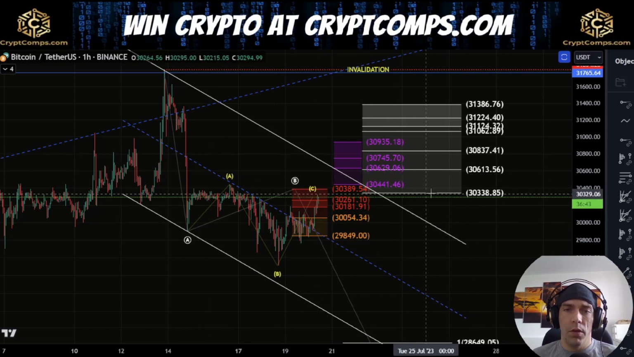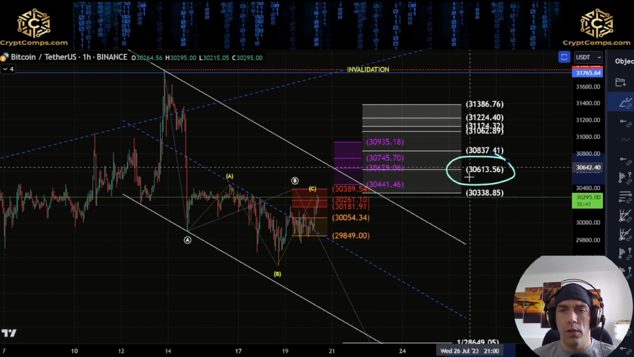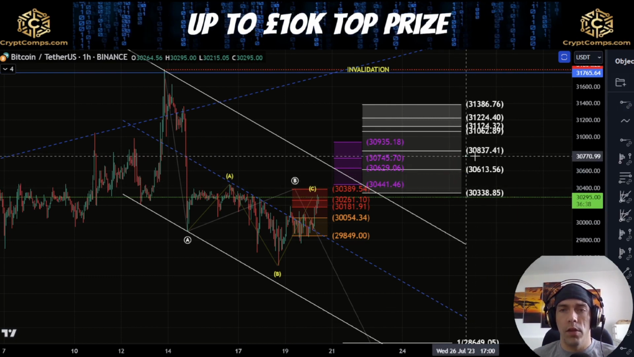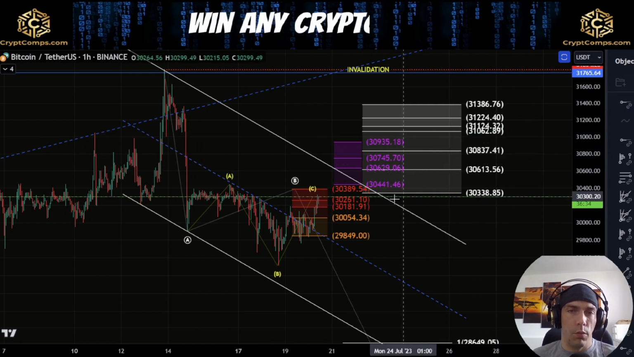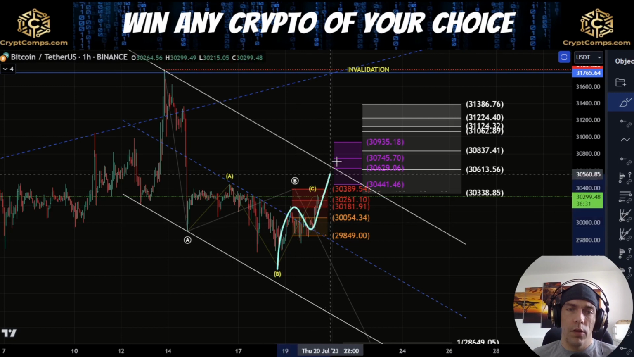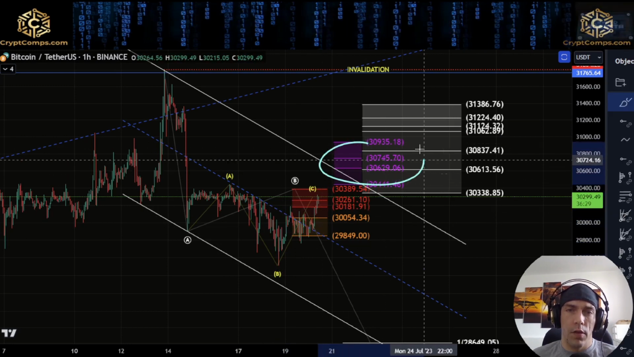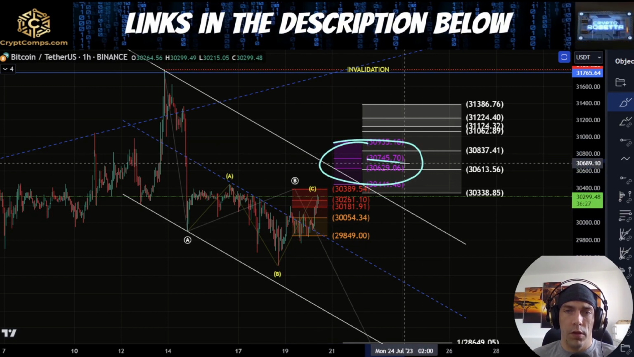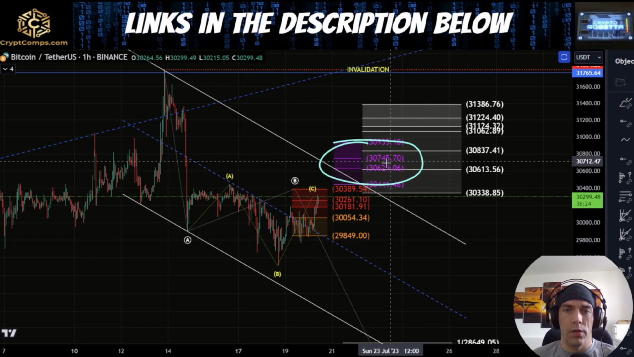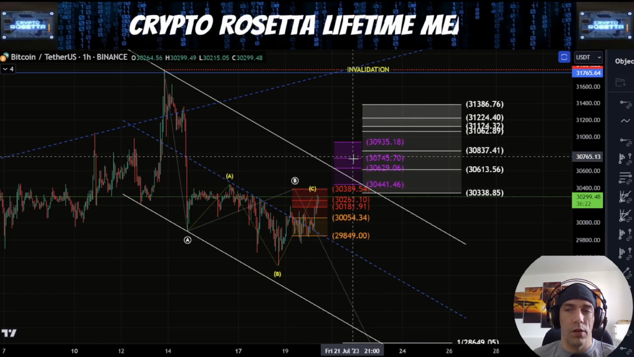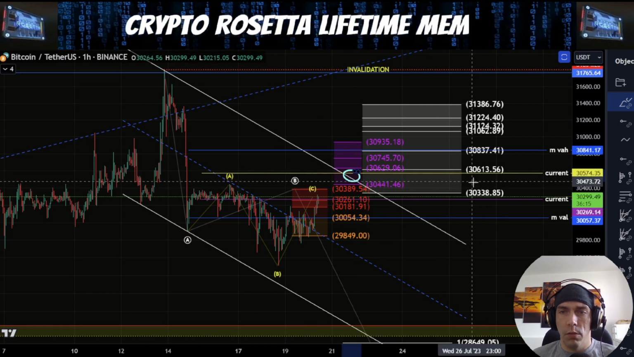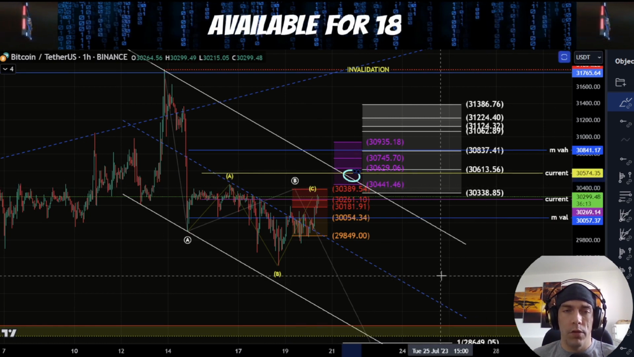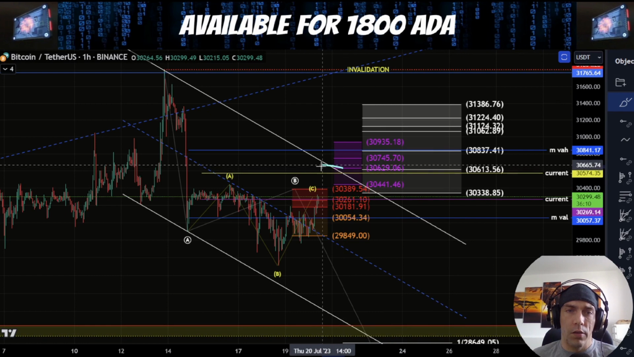The most common target area for a flat would be between 30,613 and 30,837. That would be our 50% to our 0.382. So if we see this develop to the upside as a flat correction, then these zones, 30,745 and 30,629, could be interesting areas for us to see a reaction. We also have a weekly naked point of control currently sitting towards the zone of 30,574, so I would be keeping an eye on that as a possible target.